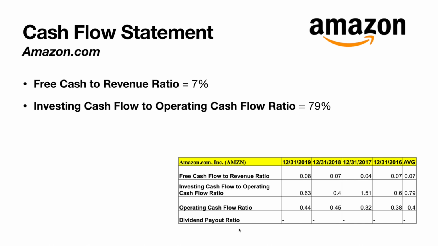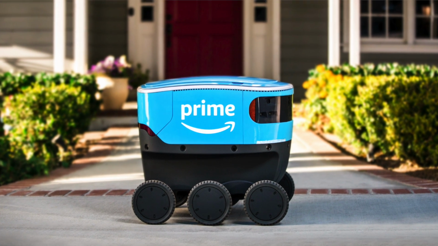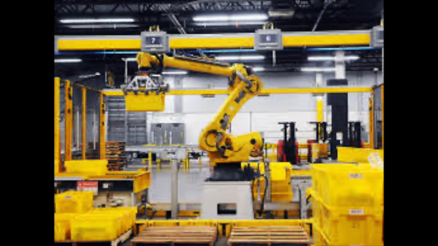The investing cash flow to operating cash flow ratio for Amazon shows 79% on average, similar to the net cash used for investing activities average. By looking at this ratio, you can also see that Amazon focuses strongly on growth by putting most of its cash into investing activities. Amazon has been consistently venturing into many different businesses such as AWS Cloud, streaming, Prime Video, autonomous vehicles, electric cars, logistics, cashless stores, robotics, and AI.